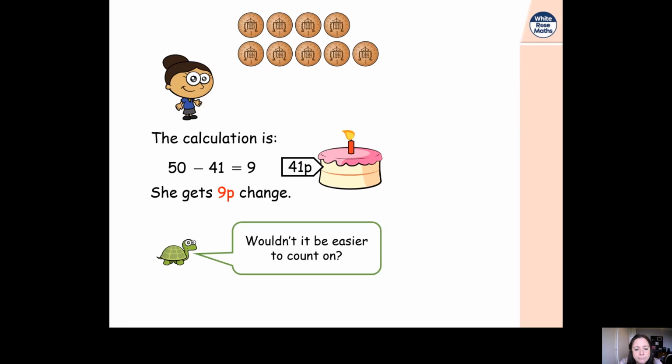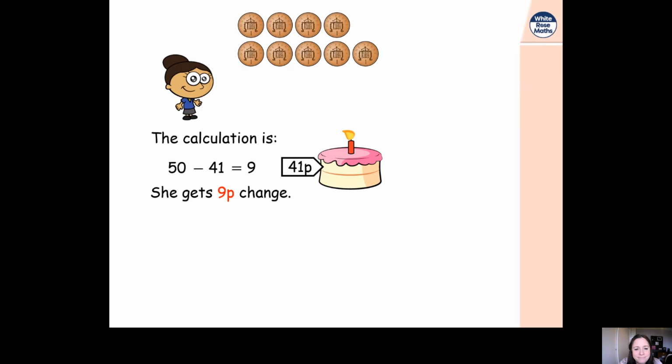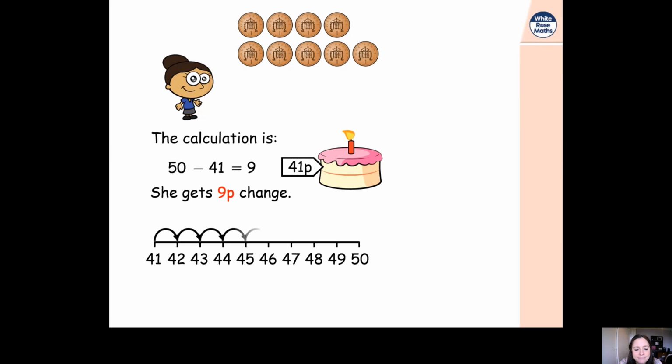What's that, Tiny? Wouldn't it be easier to count on? Well, yes, I suppose it would. That's a good idea, Tiny. Can you show us? Starting at 41 and counting on 9 up to 50. That's a really good way of finding the difference.